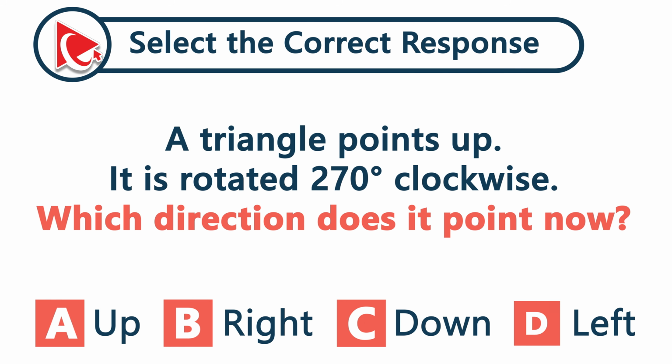A triangle points up. It rotates 270 degrees clockwise. Which direction does it point now?